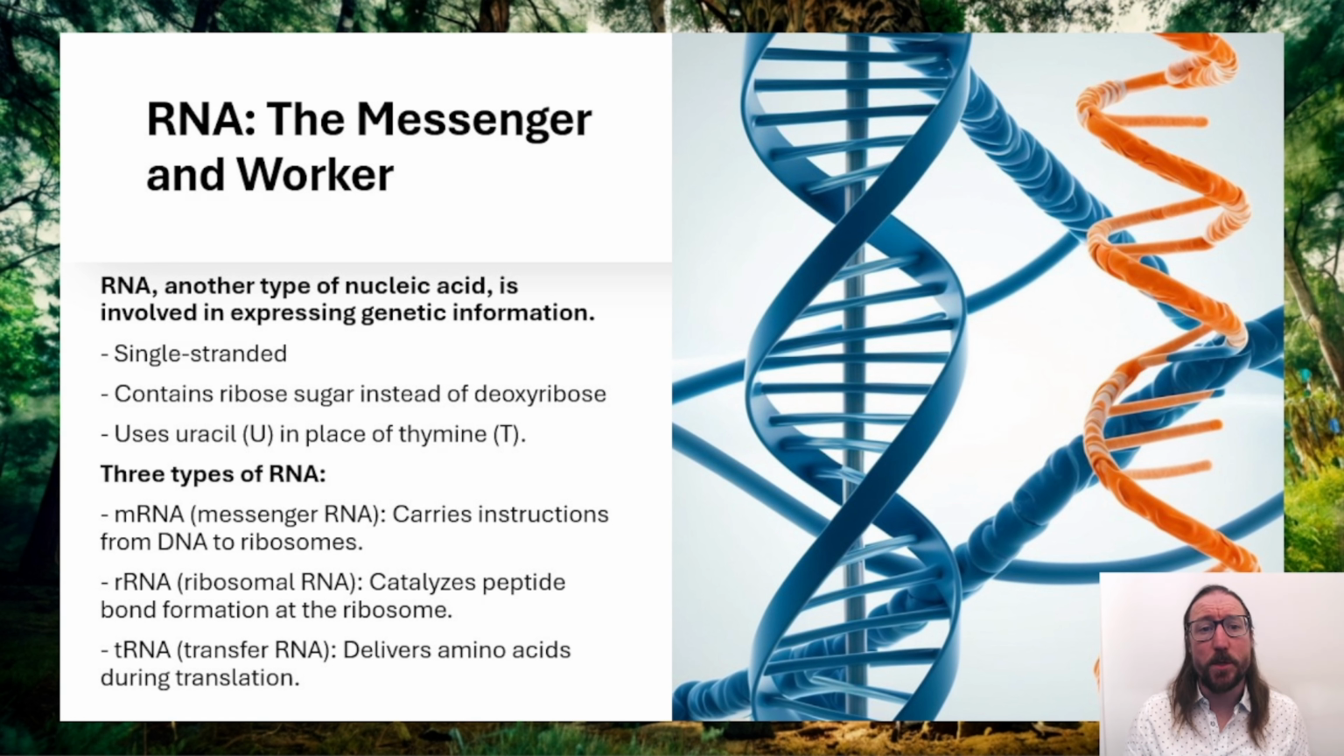Second, it contains a ribose sugar instead of a deoxyribose. And third, it uses uracil in place of thymine. This substitution occurs because uracil is simpler and allows RNA to be more reactive, perfect for its temporary role in protein synthesis. There are 3 types of RNA.